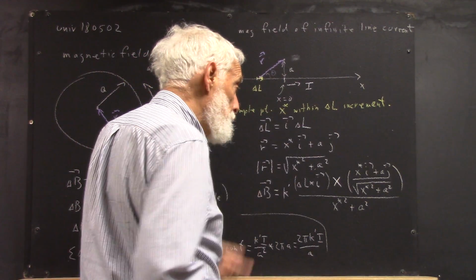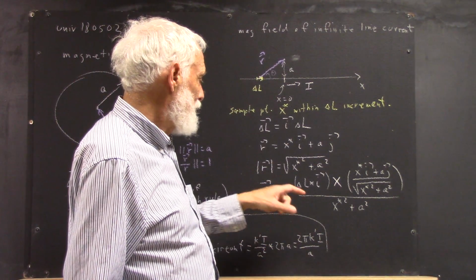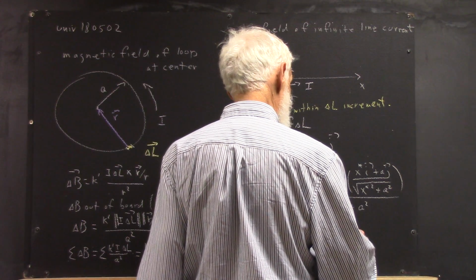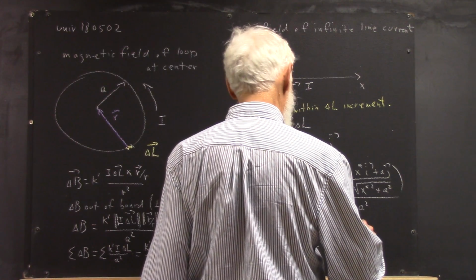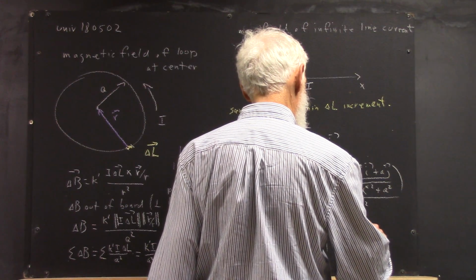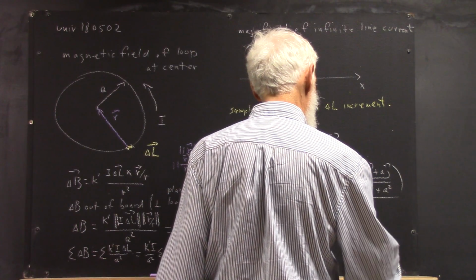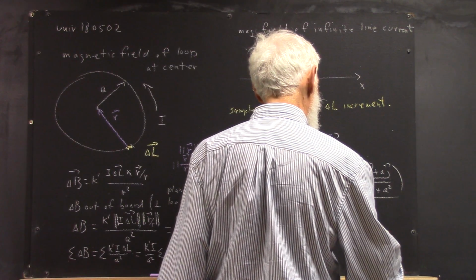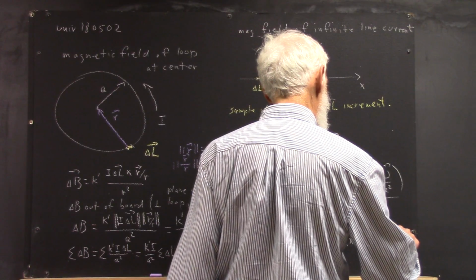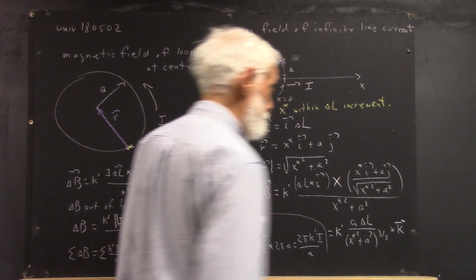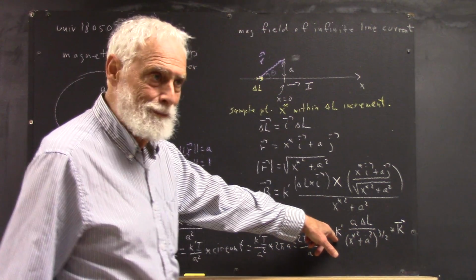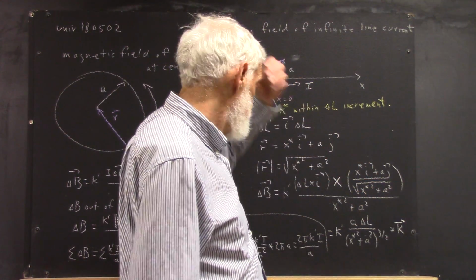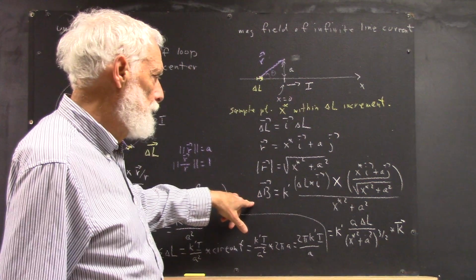And the cross product then is very simply, well, I'm just going to write it down. You can almost certainly see it. It's K prime times a delta L over x star squared plus a squared to the 3/2 power, times the k vector. Don't confuse the k vector with the constant K prime, 10 to the -7, and so forth. Okay? Well, that's what we get for our delta B.